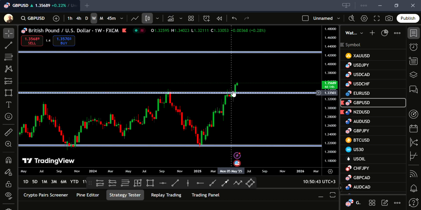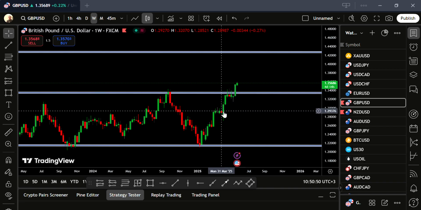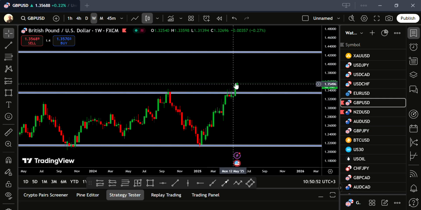However, what did it do? Instead of coming down, it broke. And how did it break? With the Marabozu. After breaking with the Marabozu, it invalidates all the price action here. This means we are going up.